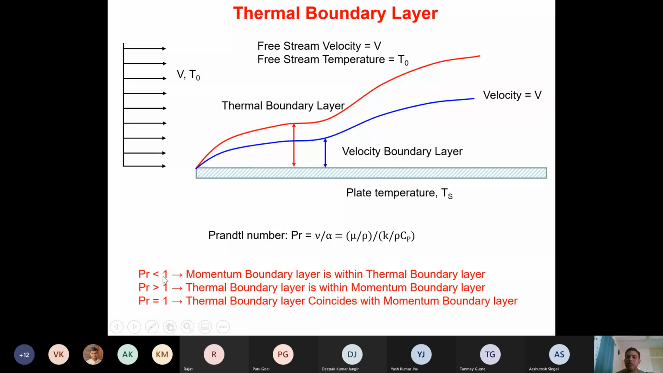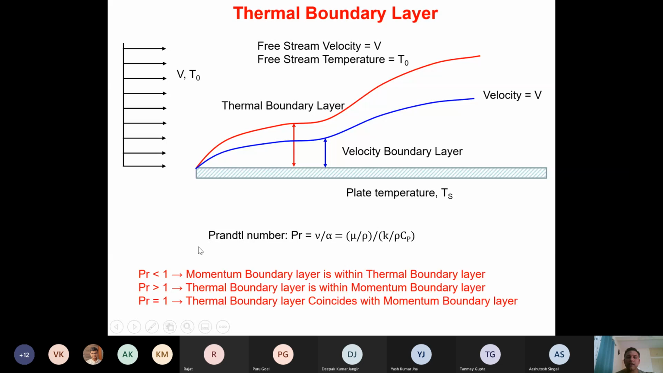If the Prandtl number is less than 1, the momentum boundary layer is within the thermal boundary layer. And when the Prandtl number equals 1, the momentum boundary layer and the thermal boundary layer coincide with each other. A typical example is air. So air has a Prandtl number around 0.69.